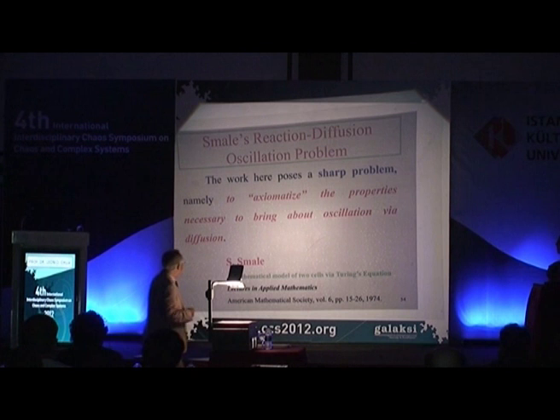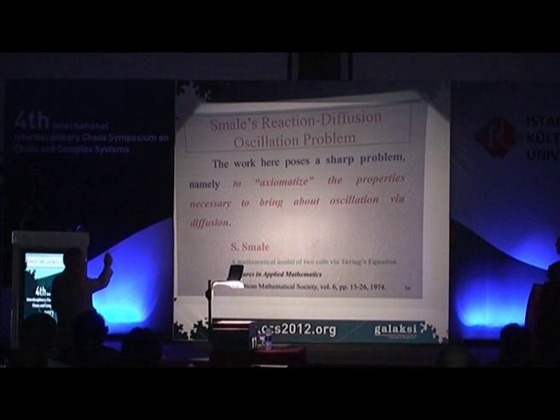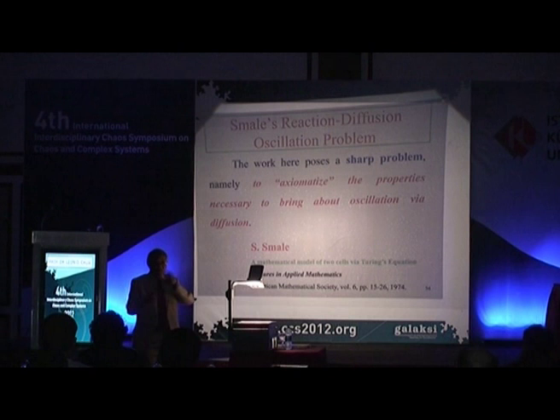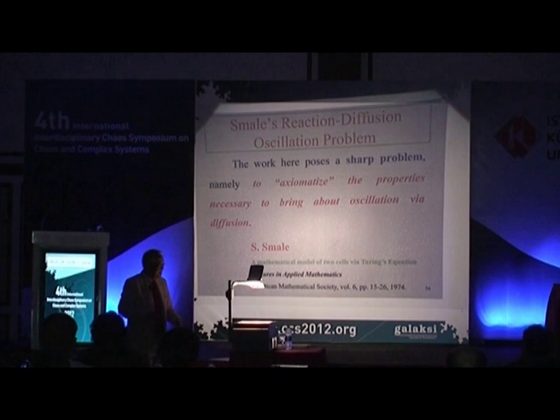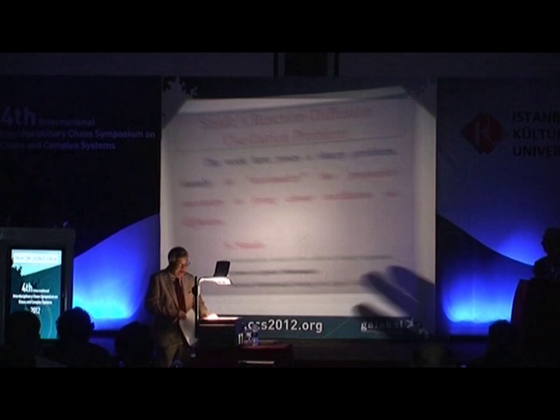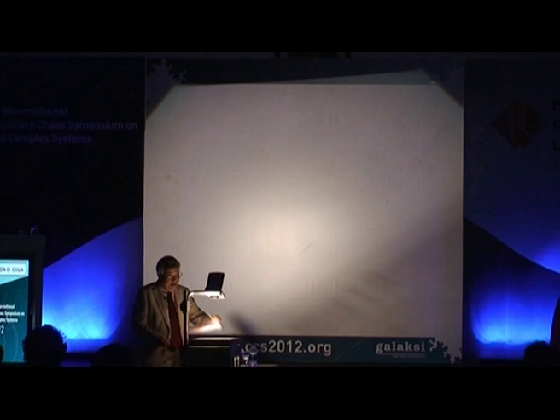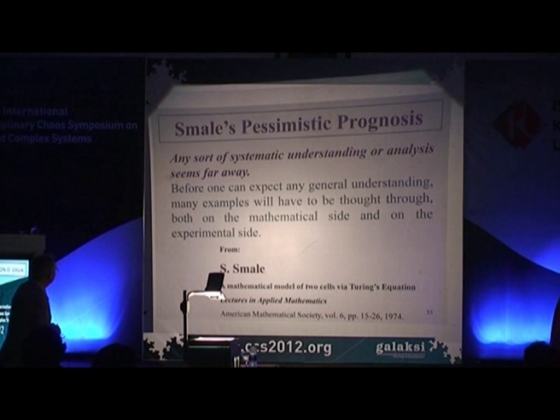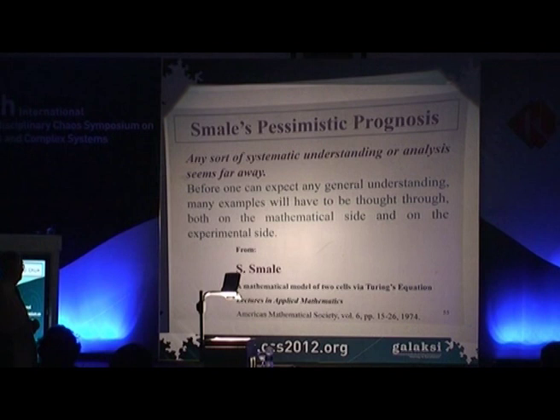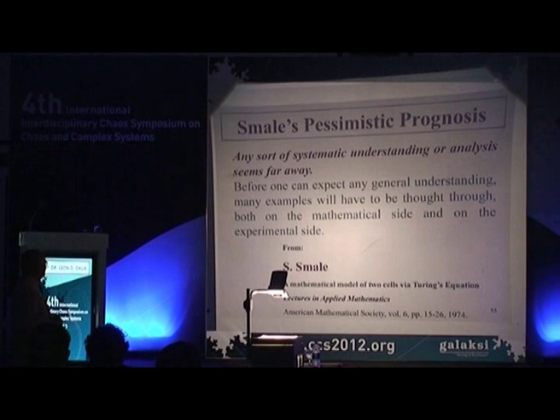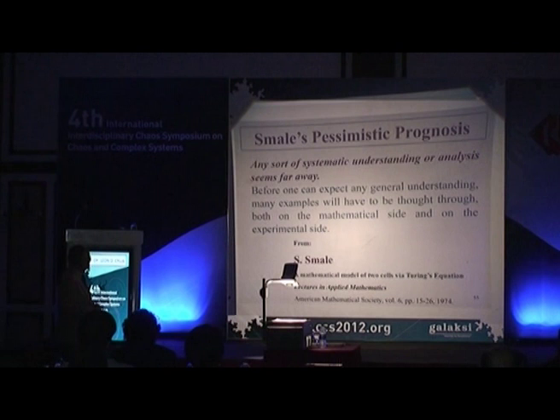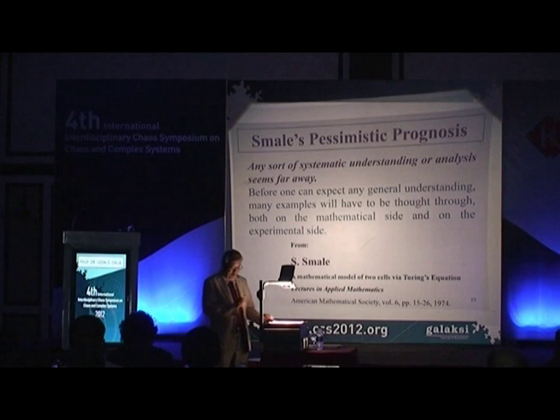So Smale, according to Smale, poses a short problem, namely to axiomatize the properties necessary to bring out oscillation and diffusion. In other words, Smale was frustrated. He said, I can prove that it can be oscillating, but why? He said, find me the axiom that will do it. And of course, he didn't know it, otherwise he would have produced that. In fact, he was so pessimistic that at the end of his paper, Smale said, any sort of systematic understanding or analysis seems far away. Before one can expect any general understanding, many examples will have to be thought through, both on the mathematical side and the experimental side. That was 1974. We now know why, and that's the edge of chaos.